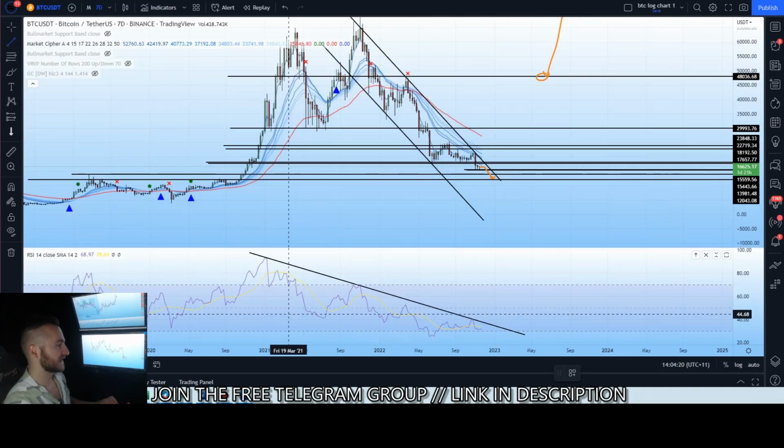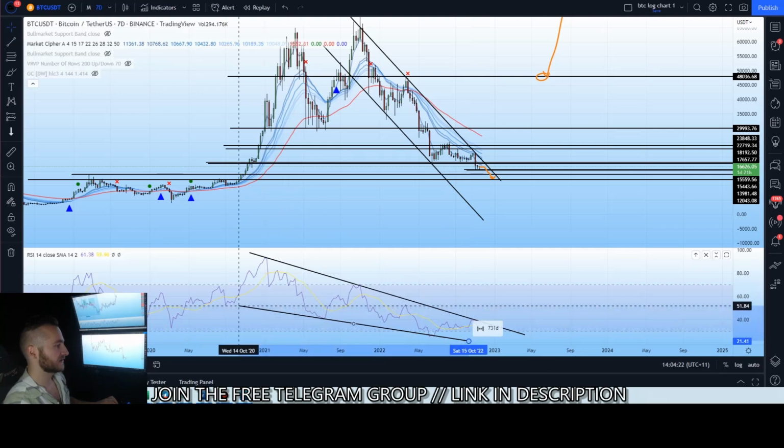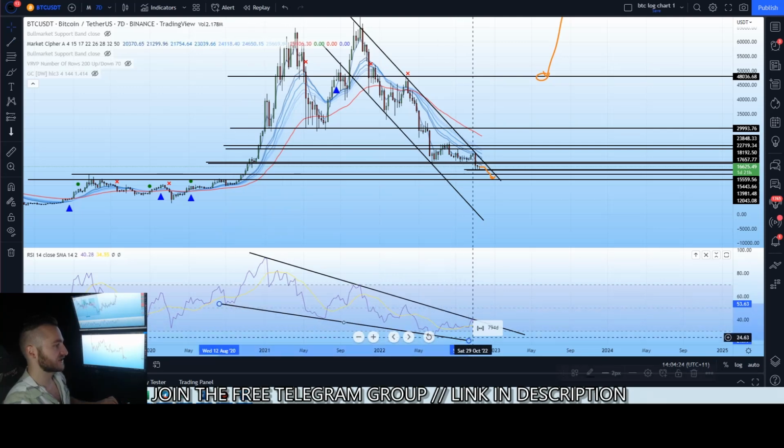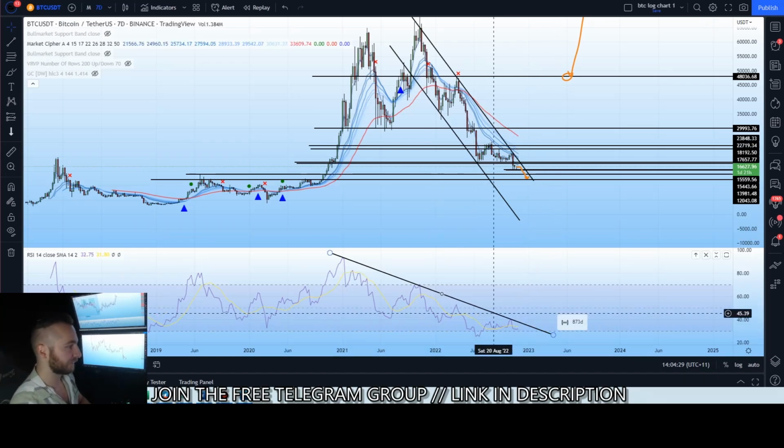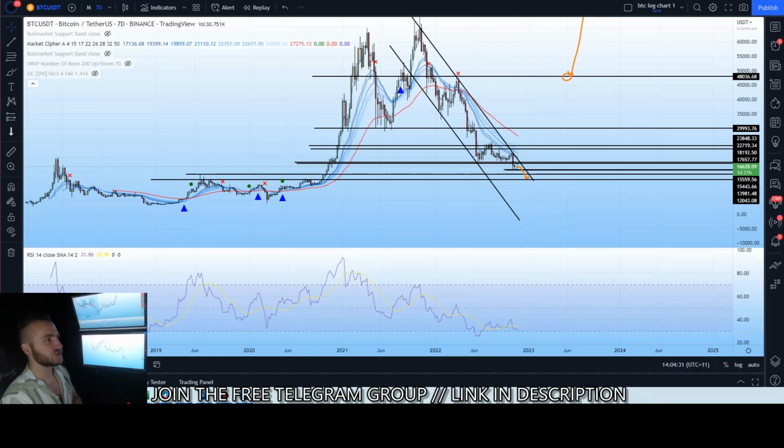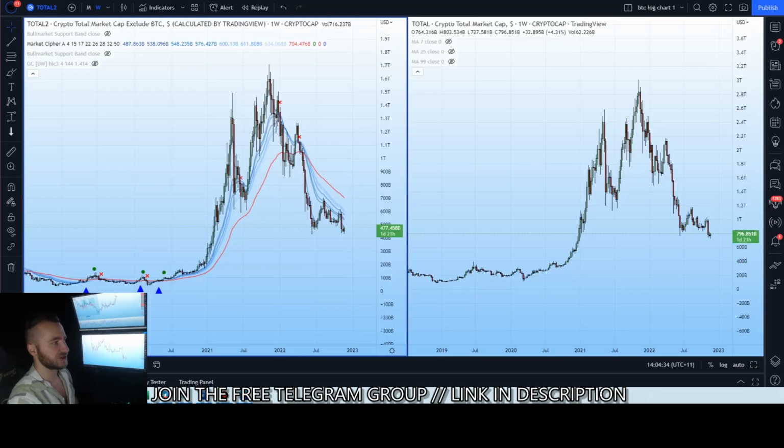Okay, we do have that falling wedge on the RSI developing. All right, quite a rough drawing over here. We're waiting for a break of this descending trend line and a break of the RSI at the same time to confirm the breakout. Let's go ahead and move into the last part of our video.